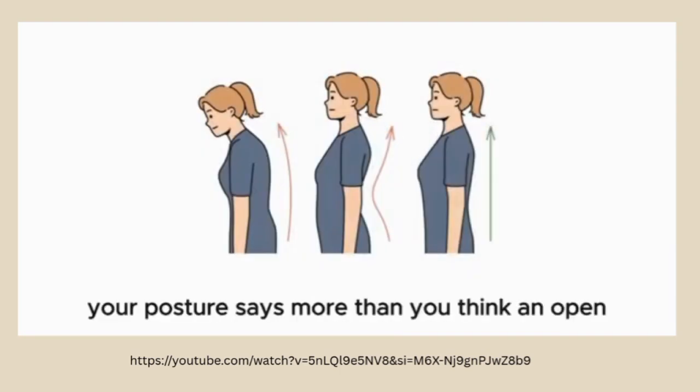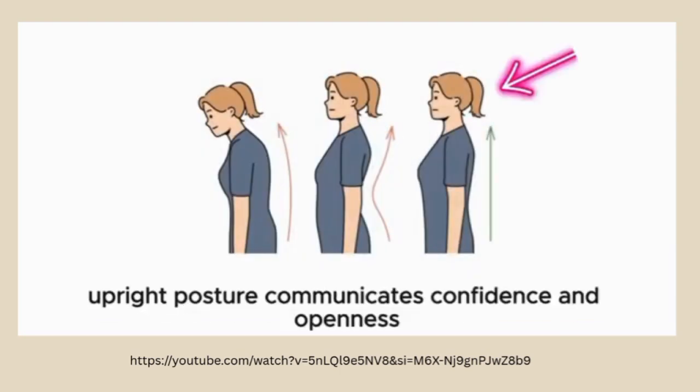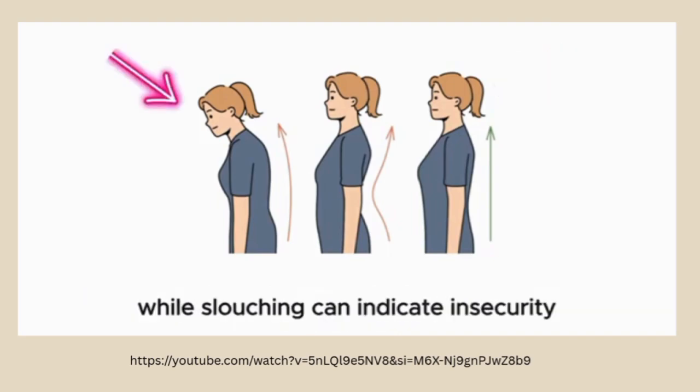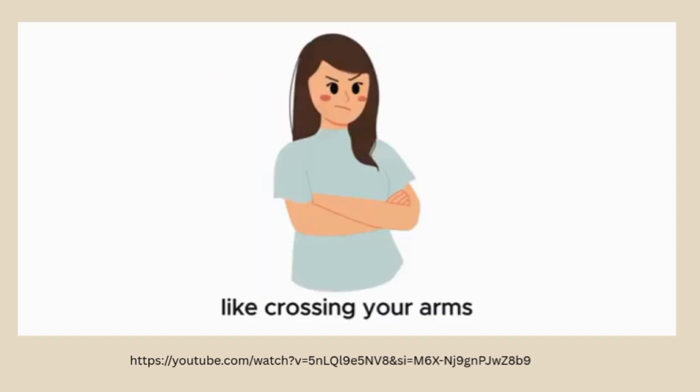Posture. Your posture says more than you think. An open, upright posture communicates confidence and openness, while slouching can indicate insecurity, fatigue, or disinterest. Even subtle shifts like crossing your arms can signal defensiveness or discomfort.